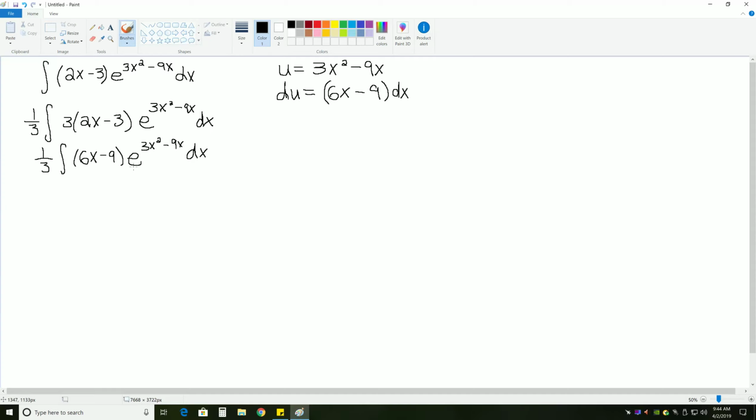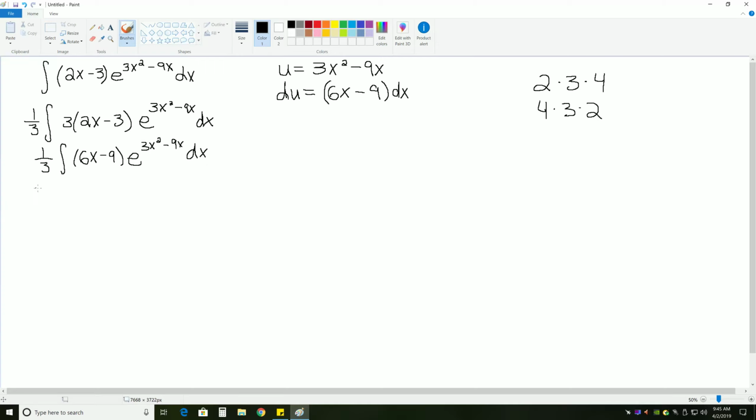And although this next step isn't necessary, I want to do it just to show what's really happening here. I'm going to rewrite this problem. Since we are multiplying 6x minus 9, e to the 3x squared minus 9x, and dx together, then we can rearrange them in whatever order we want. You can do that because when you're only multiplying, order does not matter. For instance, 2 times 3 times 4 is the same thing as 4 times 3 times 2.